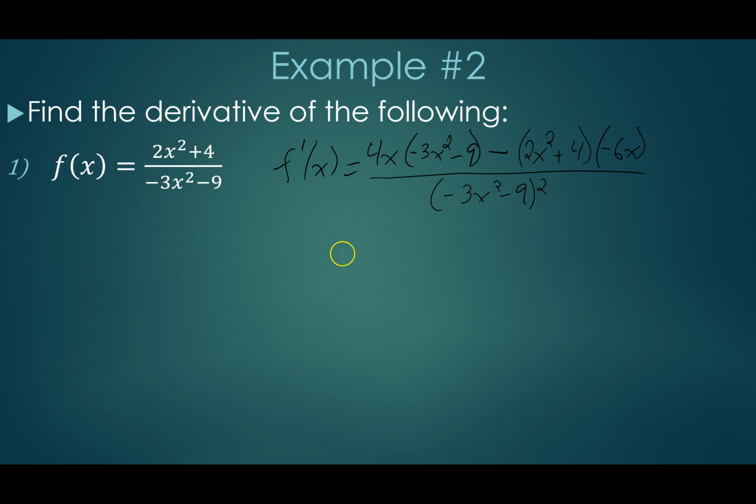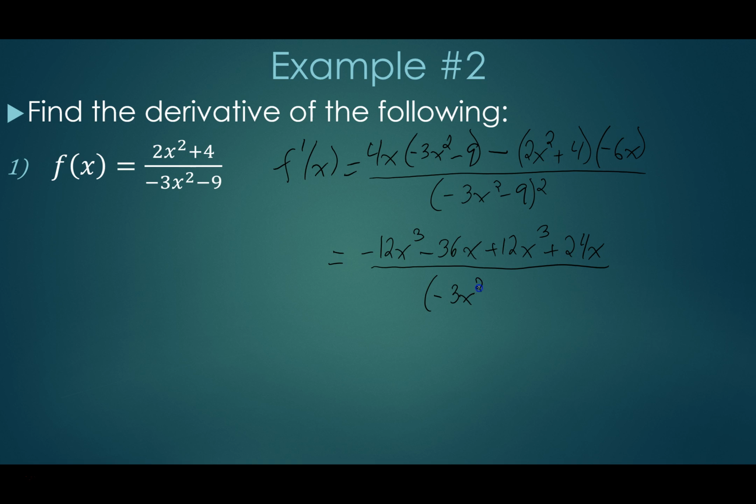Let's now go ahead and actually distribute and factor in. So 4x times negative 3x squared is a negative 12x cubed. 4x times negative 9 is a negative 36x. Negative 6x times 2x squared is a negative 12x cubed, but with a negative now becomes a positive 12x cubed. Negative 6x times positive 4 is a negative 24x, but with the negative here becomes a positive 24x. And again, all divided by our bottom part squared.